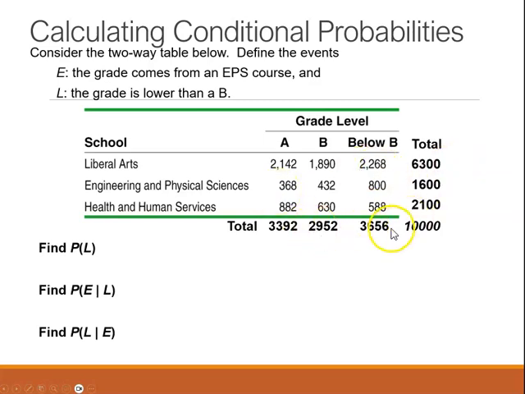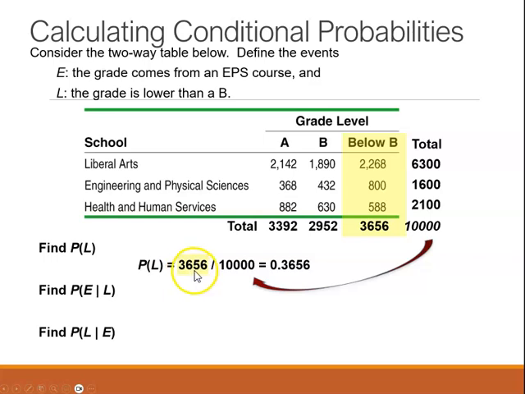So here's me adding up the columns. So 3656 out of 10,000. All right, the probability of choosing or having an EPS course, given that the grade is lower than B. So we'll use our formula, right? The probability of lower than B and EPS course is 800. Well, there's 800 in there. And then divided by the probability of lower than a B, which was this guy.